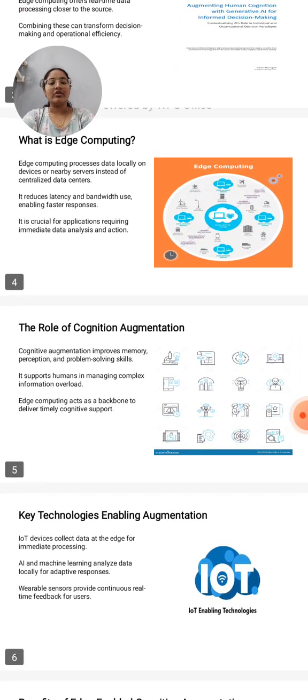The role of cognition augmentation. Cognitive augmentation improves memory, perception and problem solving skills. It supports humans in managing complex information overload. Edge computing acts as a backbone to deliver timely cognitive support.